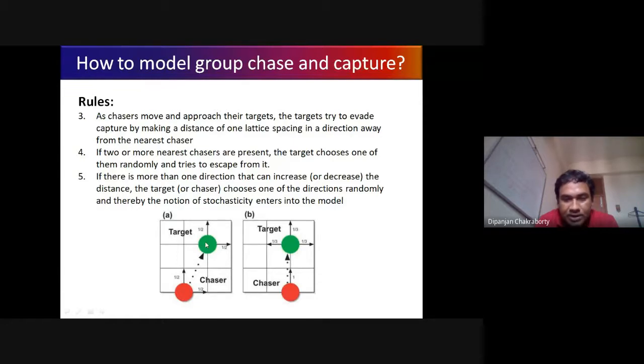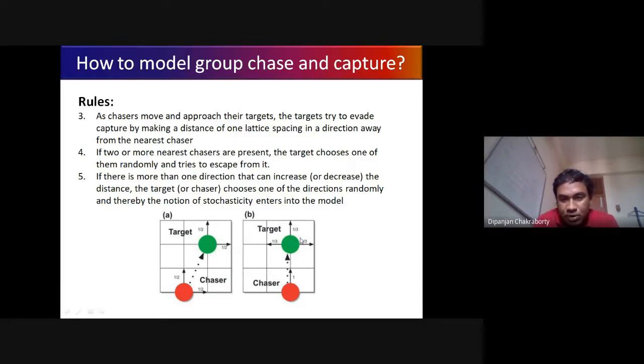However, the target has also two options. It will not go here, because then the distance would not increase. So in this case the distance would increase in these two cases. And also if they lie on the same axis like this one here, the chaser has only one option. It would go to the nearest to the target, and the target has three options. So it will go here, here, and here.